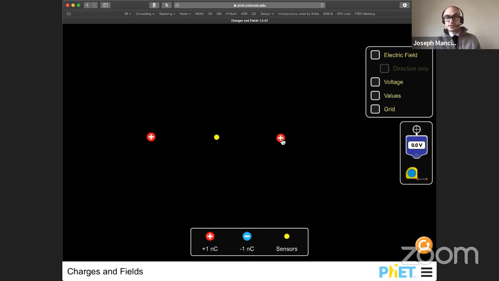Either of those charges is creating a field of the same magnitude because the distance is the same. But because electric field is a vector, an arrow to the left and an arrow to the right add up to no arrow at all.